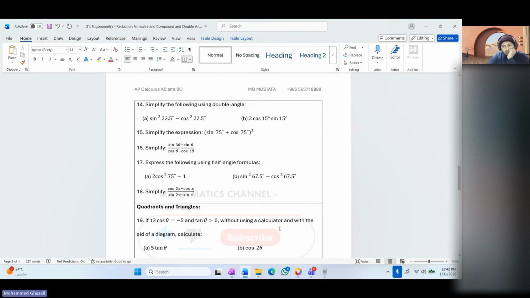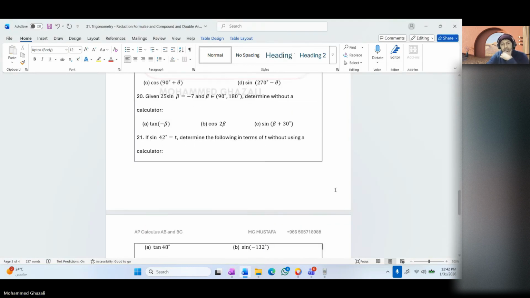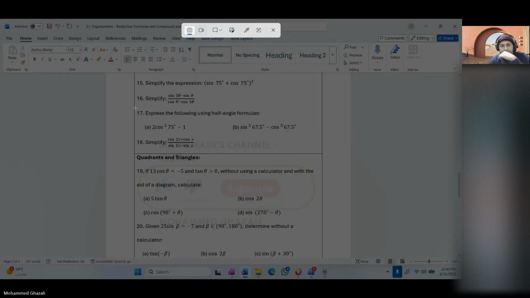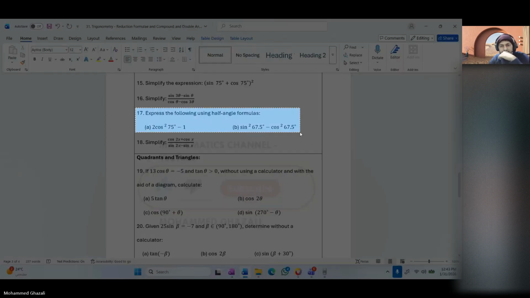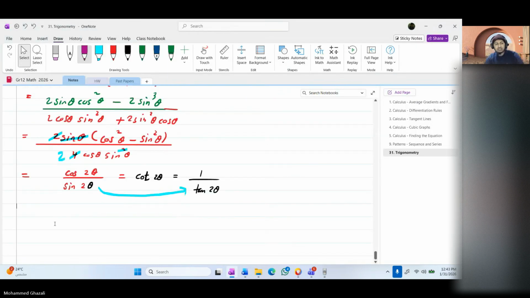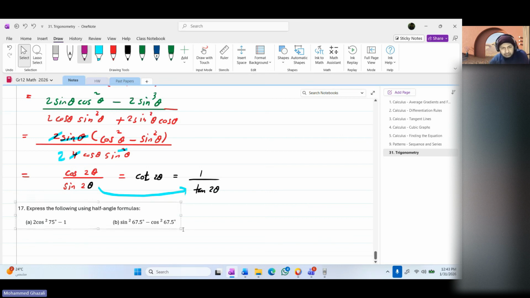That's a nice problem. Okay, so we're looking at that question. We got 2 more easy ones. Let's look at question number 17.